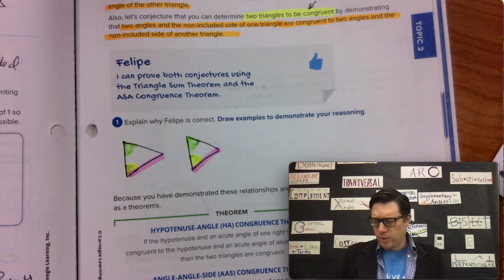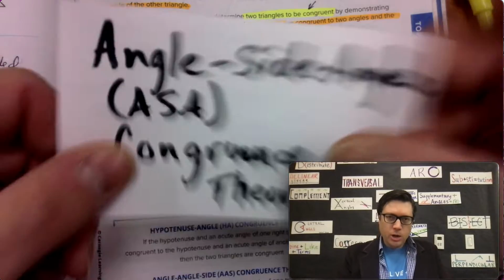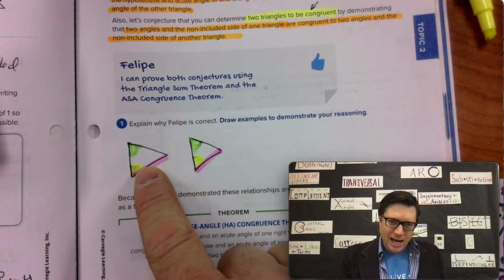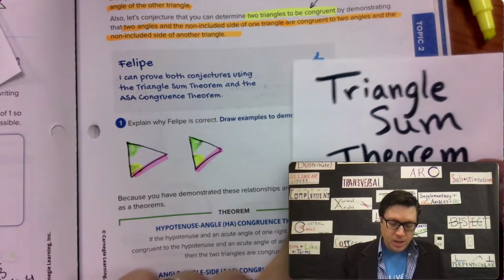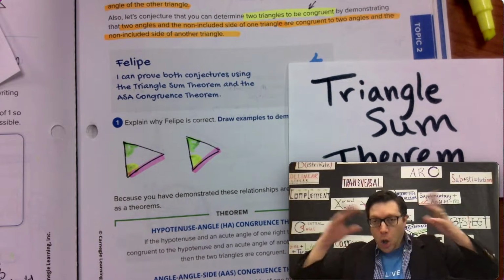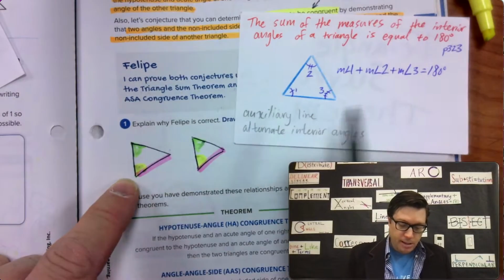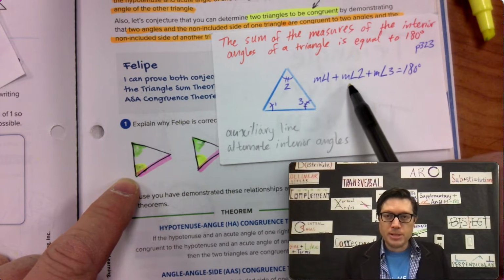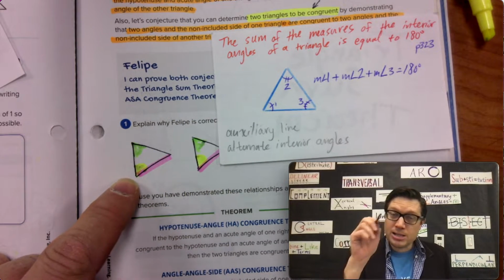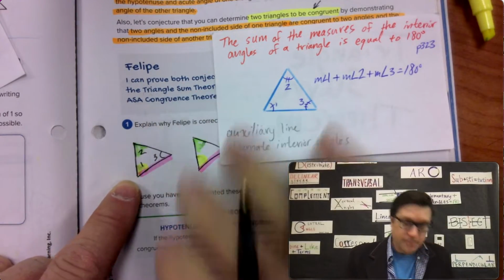How would it be possible to show angle-side-angle when the side that I'm showing is not between the two angles? Felipe says this would do the trick. The triangle sum theorem says that all of the angles of a triangle add up to 180 degrees. Maybe you have that sentence: the measure of angle 1 plus the measure of angle 2 plus the measure of angle 3. Let's label. Here's angle 1, here's angle 2, here's angle 3.